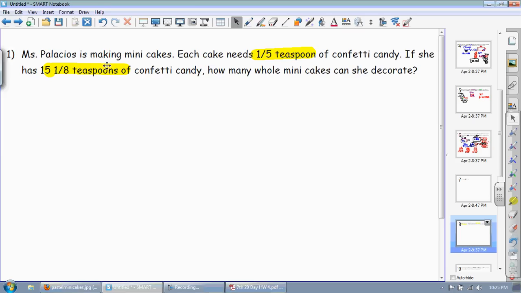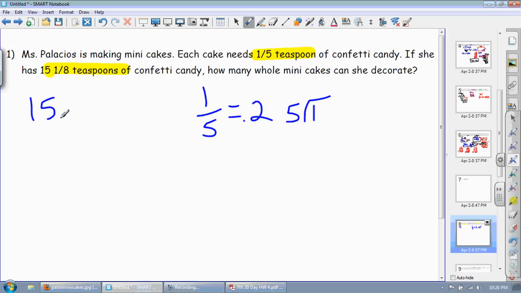So here we go. So we can solve this problem. I don't really want to work with fractions, so I'm going to say 1/5. We can convert that, or hopefully we know that that is 0.2. 15 and 1/8. We talked about this yesterday. 1/8 is 0.125. So we want to know how many of these little 0.2s we can fit if we have this much candy to work with.